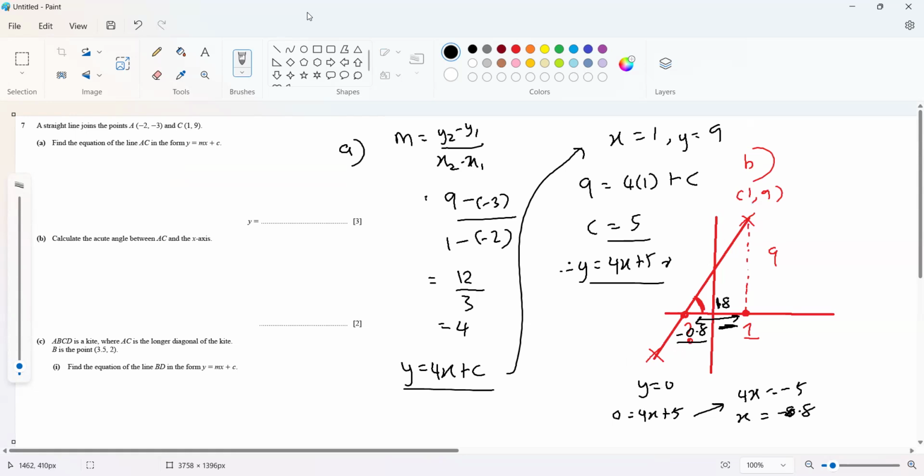So from there, we can use tangent to calculate. Tangent theta equals opposite over adjacent. We call this theta. So opposite is 9, adjacent is 1.8. So theta would simply be shift tangent of 9 over 1.8. So that would give us 78.7 degrees, to 3 significant figures.